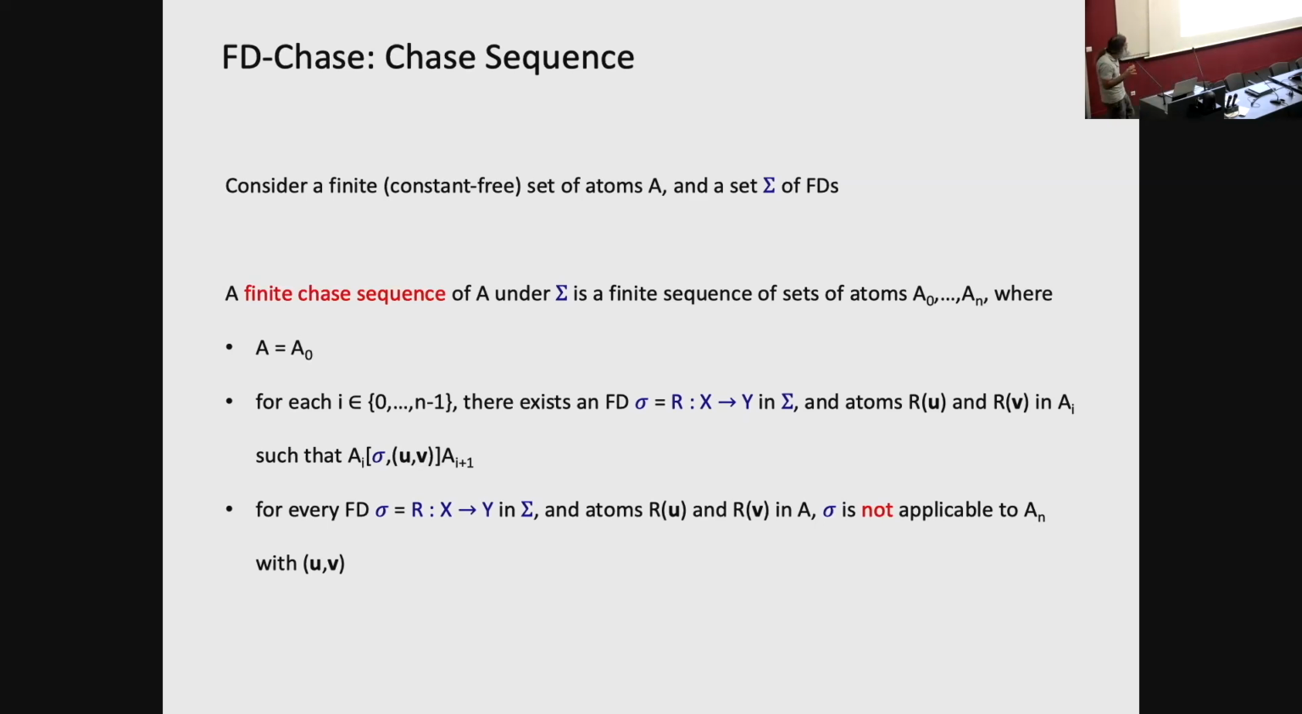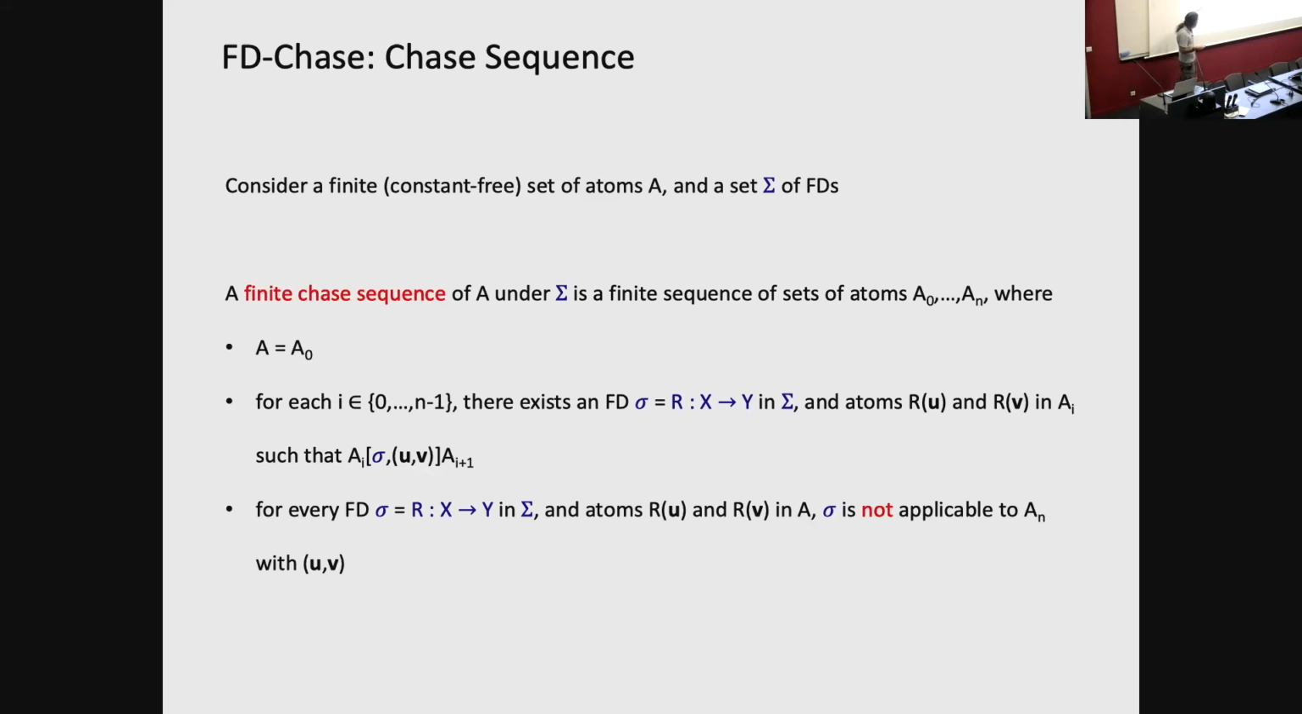So this is simply the formal way to say that each A(i+1) in this sequence is obtained from Ai via a valid chase step. And the last bullet simply tells us that there is nothing else to do. So there is no applicable functional dependency on where? On AN, right?